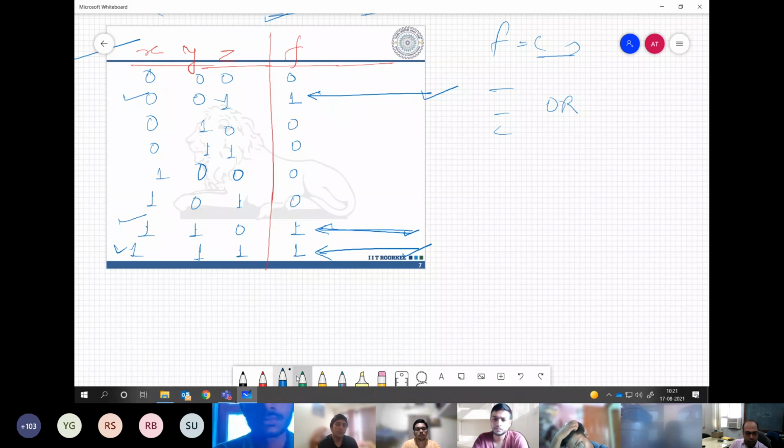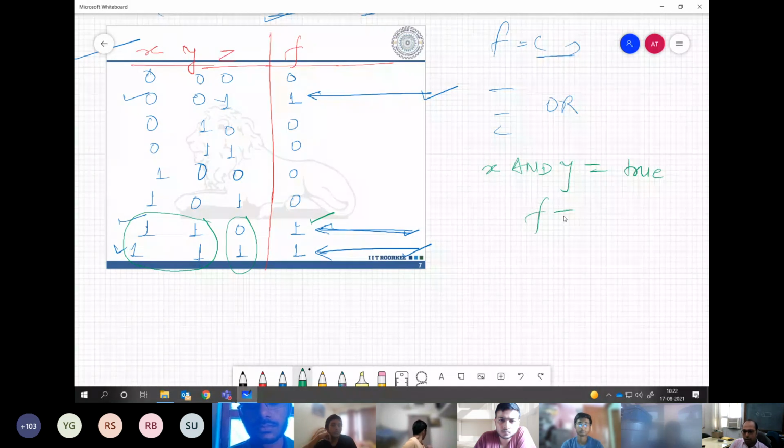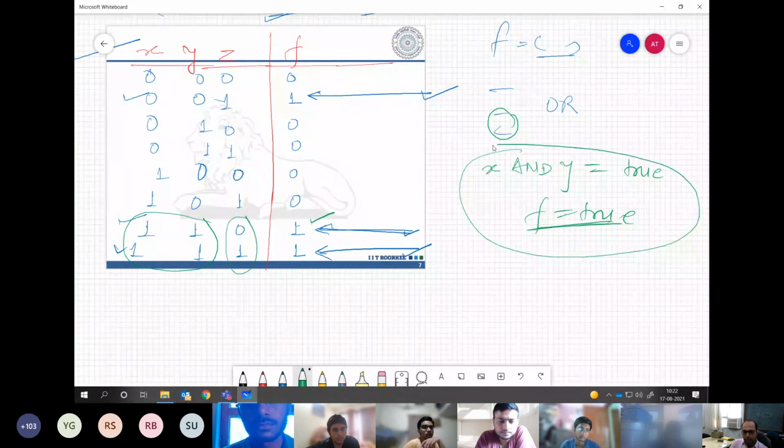Now, if you see closely for the last two, whenever x and y, these two variables, are 1, irrespective of the value of z, this is 1. Understanding my point? So another way we can say that whenever x and y are true, our function is true, irrespective of z. So basically the last two conditions we have combined into just one. This is one way to see.